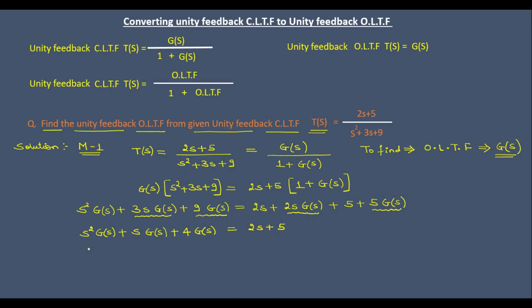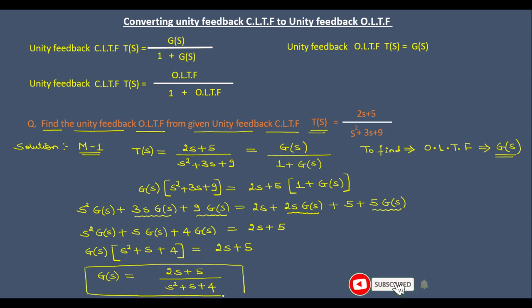So I can take the G of S term as common, so I will get G of S into S square plus S plus 4 is equal to 2S plus 5. We want the value of G of S, so I can write G of S is equal to 2S plus 5 upon S square plus S plus 4. So this is the unity feedback open loop transfer function. We were given a unity feedback closed loop transfer function and we converted it to a unity feedback open loop transfer function.